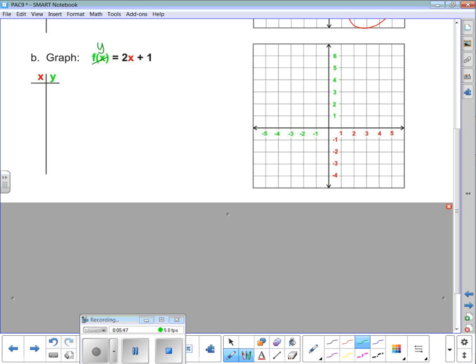So if you want to replace the f of x with a y, there's really two ways you can do your xy chart. One in functional notation, and the other like example A, where we're finding the y value. So if you look at your xy chart, where y is, you could also have f of x. Same thing. They're interchangeable. Okay?